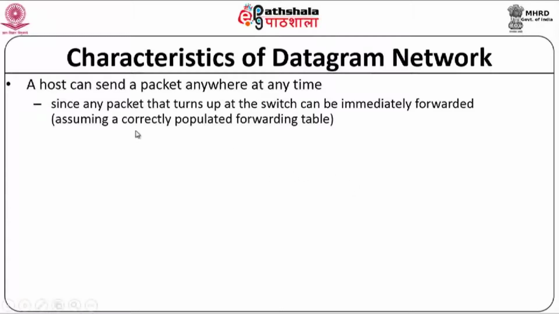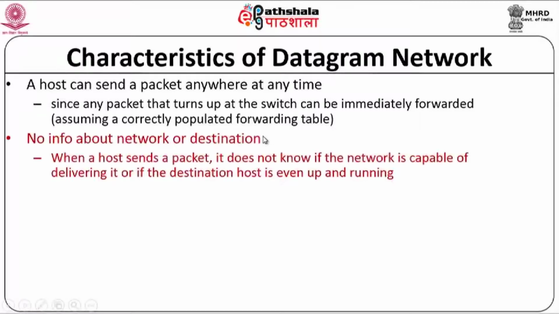In a datagram network, one of the first things that we know is that a host can send a packet at any time, anywhere. A packet can turn up at any switch and it can be immediately forwarded by looking at the forwarding table, assuming that the forwarding table has been correctly populated. When a packet is sent into the network, the host has no idea about the network or the destination. It does not know whether the routers are okay, whether the network is up, whether the destination machine is up or ready to receive packets. None of this information it knows. So, you just send packets into the network.